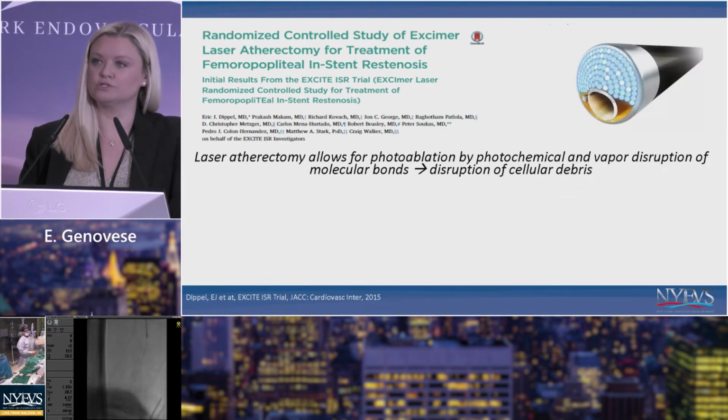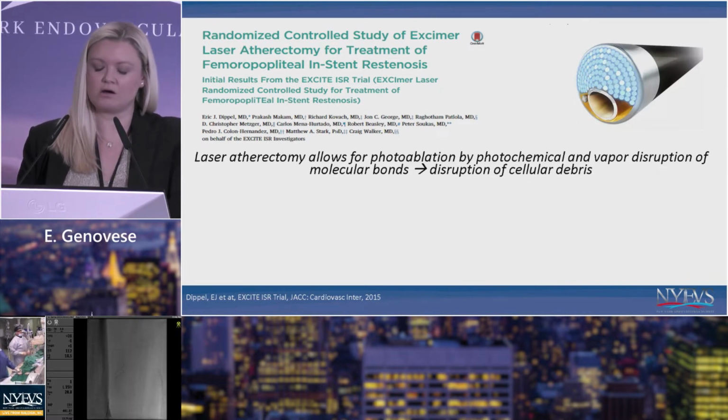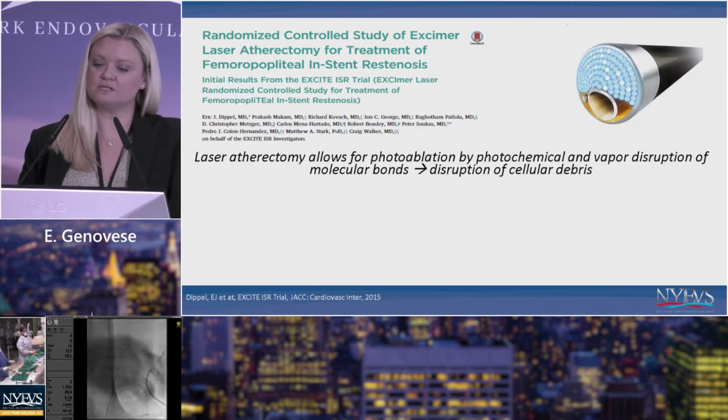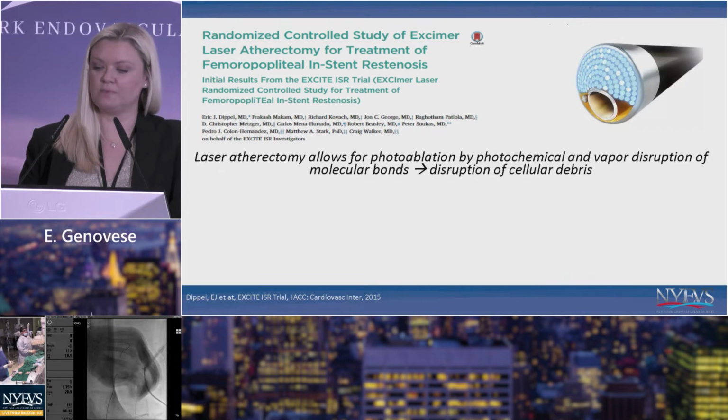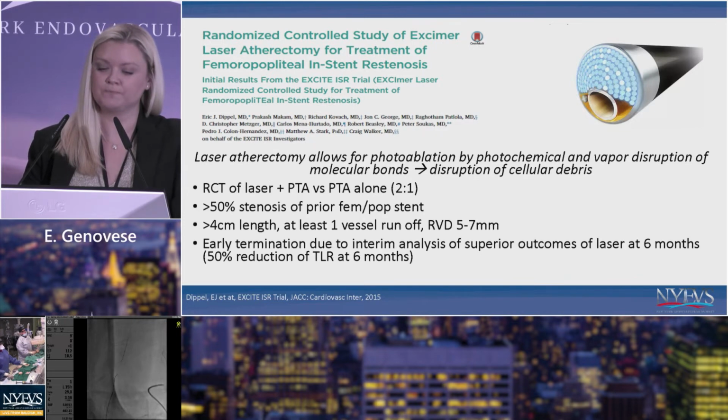Really, the workhorse, though, that we're talking about in the debulking range is going to be your laser atherectomy. This is one of 2 devices that are approved from an FDA standpoint for ISR. So laser atherectomy is going to allow for photoablation by photochemical and vapor bubble disruption of the molecular bonds, which is really critical for your ISR, your intimal hyperplasia.